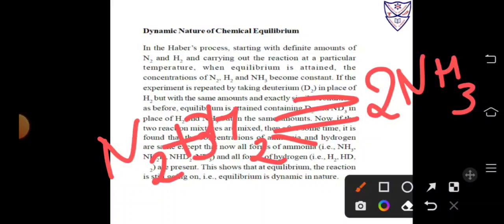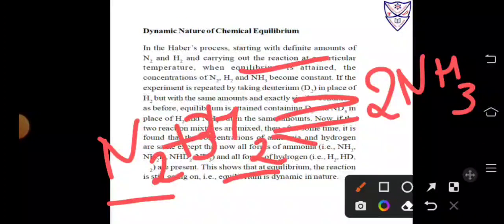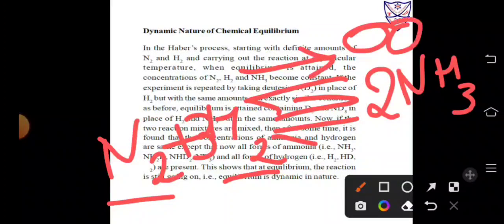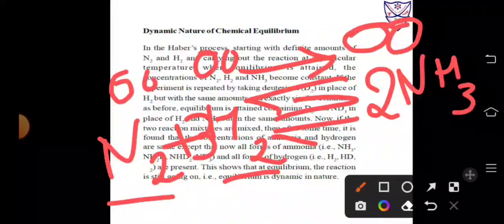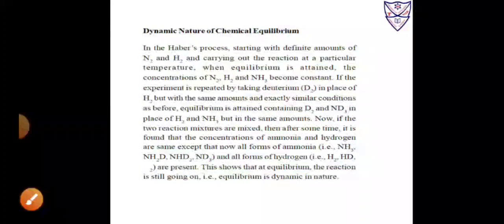So at a certain time, what happened? The moles of nitrogen and hydrogen reacted to form ammonia. But after the preparation of ammonia, it again comes back to the form of nitrogen and hydrogen. So there are some molecules of ammonia, some molecules of hydrogen and some molecules of nitrogen. So what is this condition? This is a dynamic chemical equilibrium.